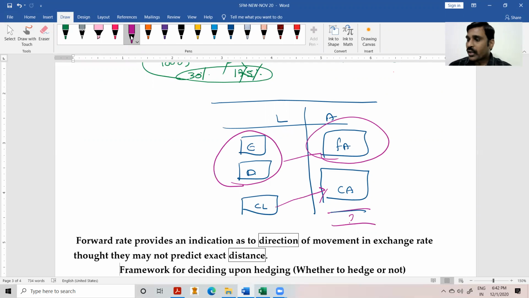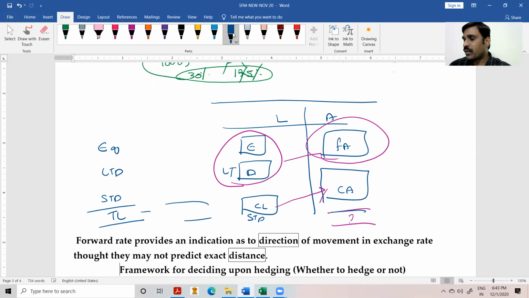That is one way. Or you can assume that this debt is equal to total debt. Equity, total debt: this is long-term debt and this is short-term debt. Equity, long-term debt plus short-term debt is equal to total liabilities. So therefore, total liabilities is equal to total assets. This is how you can understand.